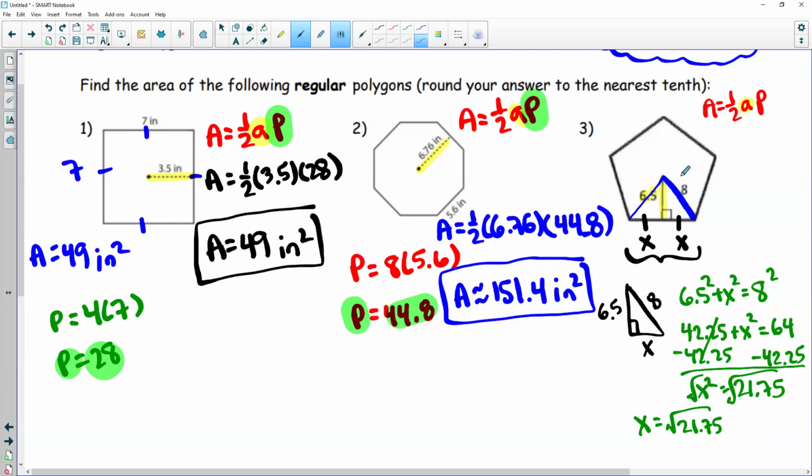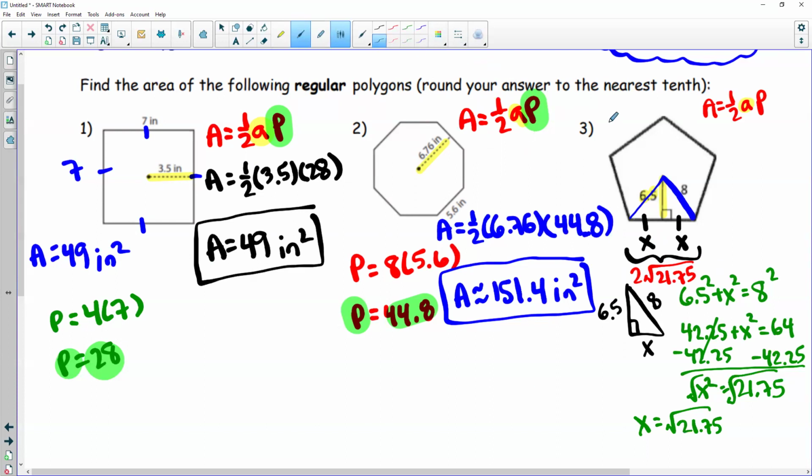Now, if I want to find the perimeter, that is going to be us adding up all the sides here. Well, one of these sides is created by two x's, so we're going to take that amount and multiply it by 2. So we can represent one side length as 2 multiplied by root 21.75. Okay, so that's one of the side lengths of the pentagon. So now we have enough information to find the perimeter.